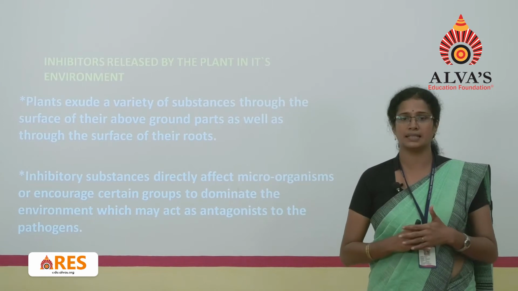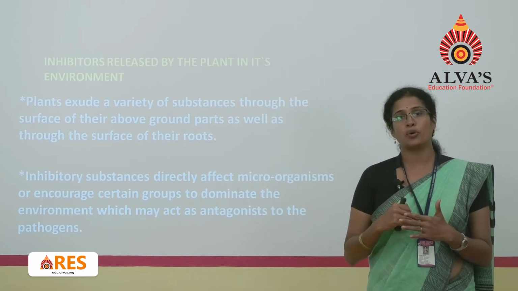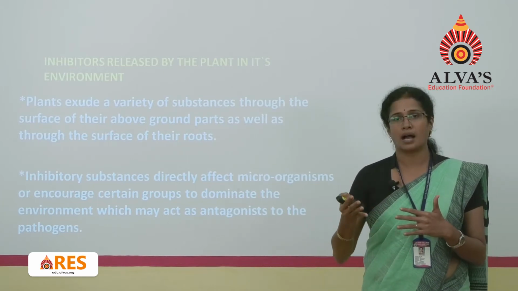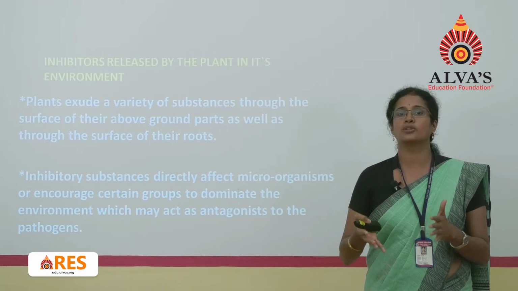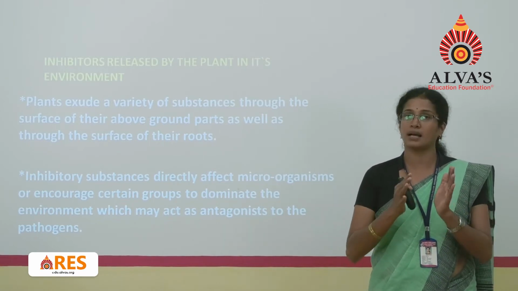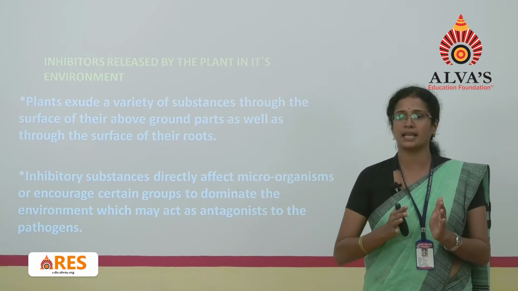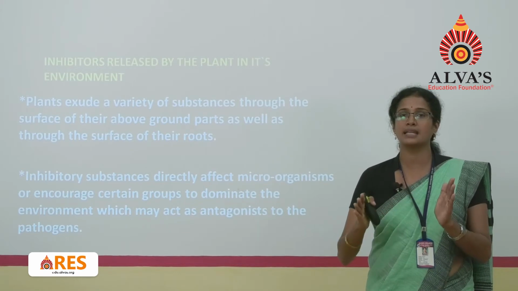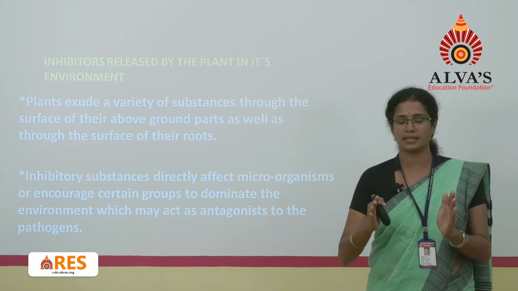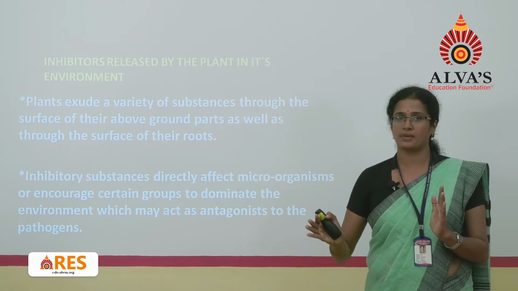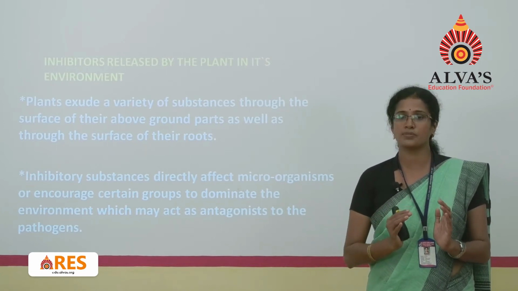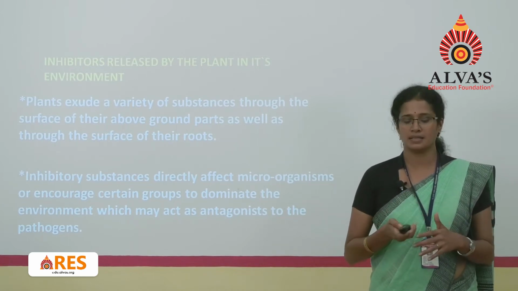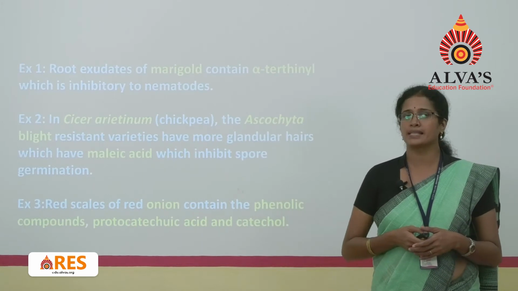Other than this, they may produce some of the compounds which make another group of microorganisms dominate the environment. When the other group of microorganisms dominate the environment, they will start fighting against the pathogen. It means it will create an antagonistic effect, so that the pathogens will be removed from the surroundings, because these particular organisms which are produced because of the inhibitors will be dominant in the surrounding. So moving on with the examples.